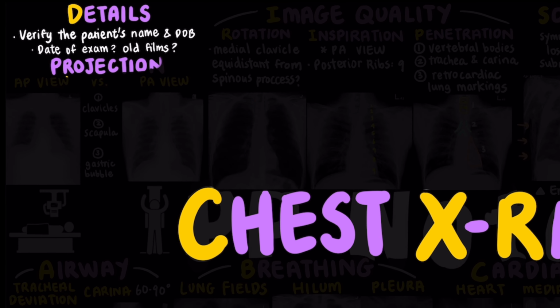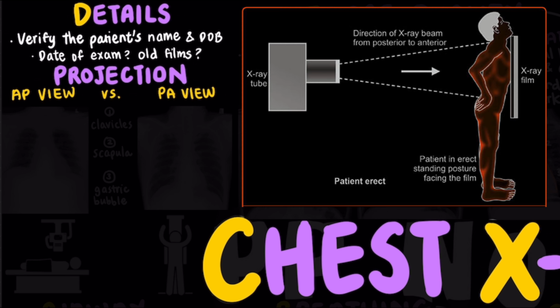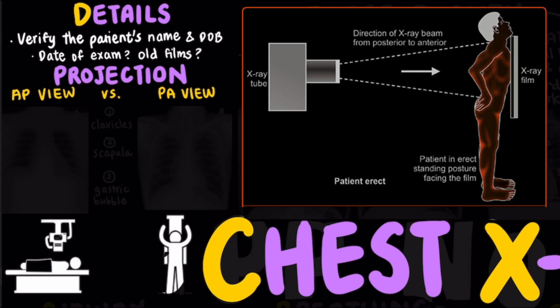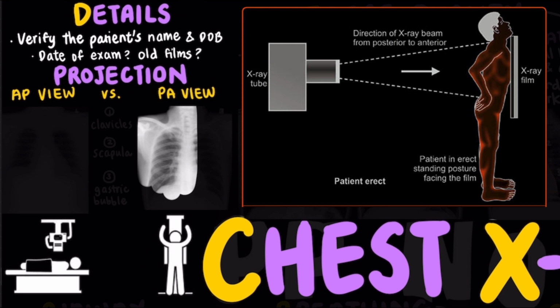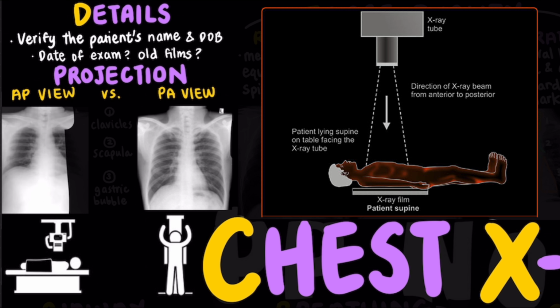Next, confirm the projection. Is it an AP, anterior-posterior, or PA, posterior-anterior view? In a PA view, the X-ray beam enters from the patient's back and exits through the front. This is the standard and preferred view for ambulatory patients because it provides the most accurate representation of heart and lung size. In contrast, an AP view means the beam travels from the front to the back. This view is typically used for patients who are supine and cannot stand, such as in ICU settings.